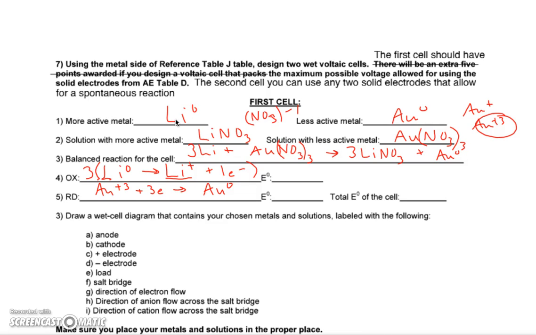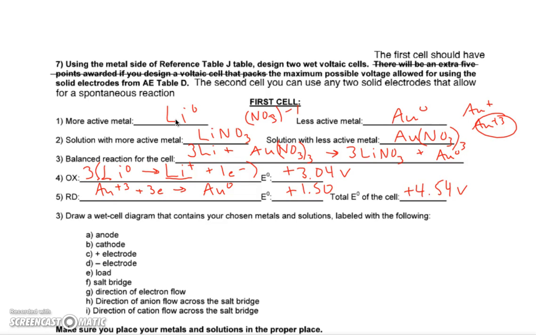All right, but we don't need to accommodate those coefficients when we're figuring out voltage. So if we use AE table D to figure out the voltage for the lithium half, we get the lithium half, which is oxidation, so we're going to have to reverse the sign to make it +3.04. The gold +3, as the reduction half, is going to be +1.50. Okay, so the total voltage for this altogether is going to add up to 4.54 volts. That's positive.